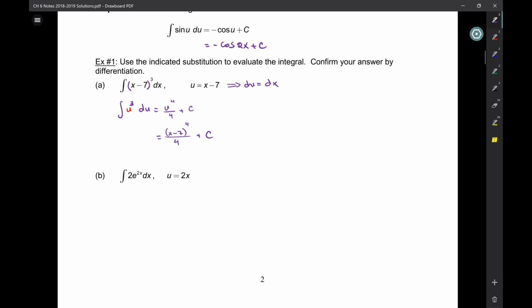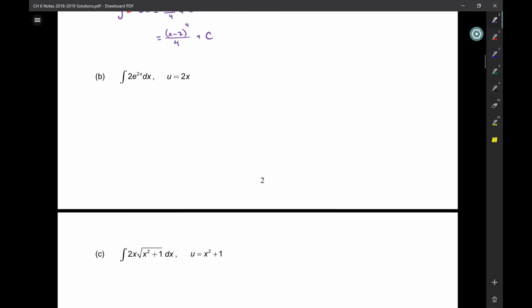Because what's u? U is x minus 7. Here I have x minus 7 cubed. So x minus 7 is u cubed. You just substitute. Okay, let's do one more.